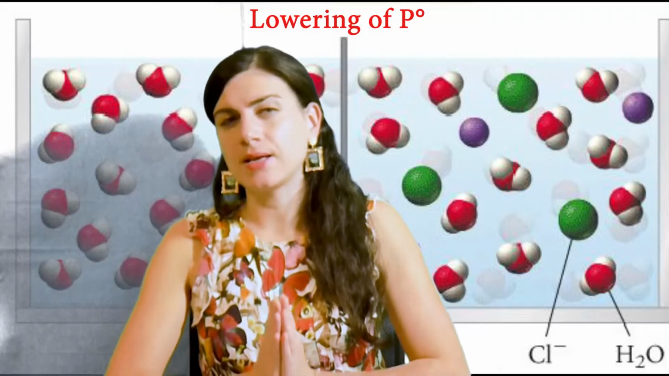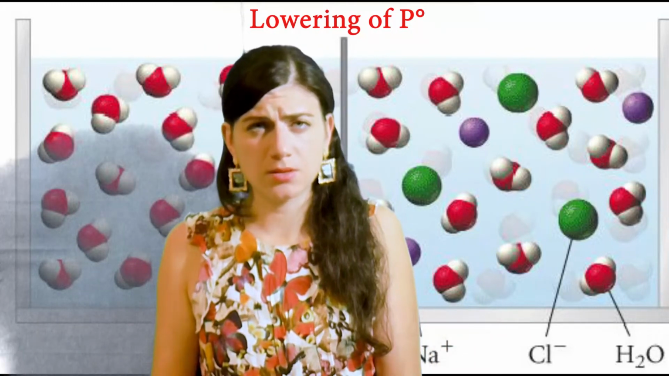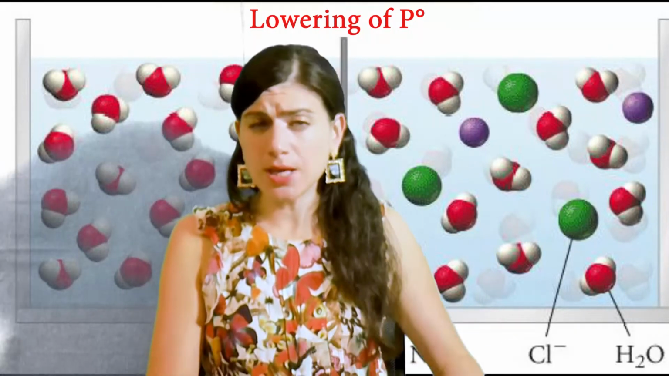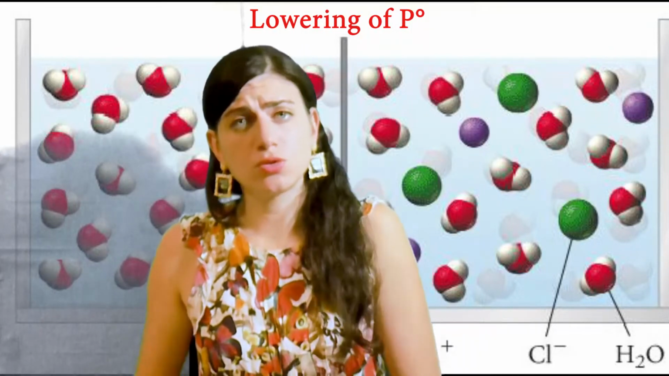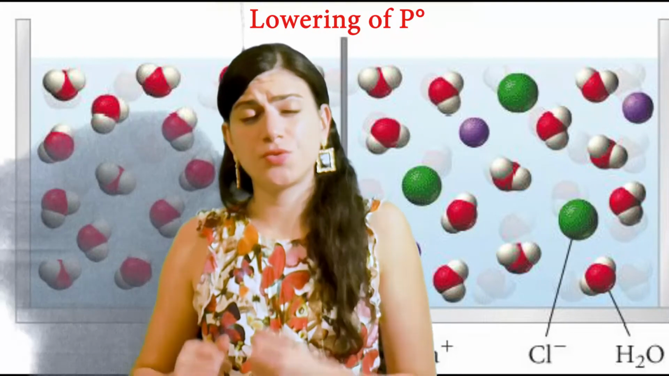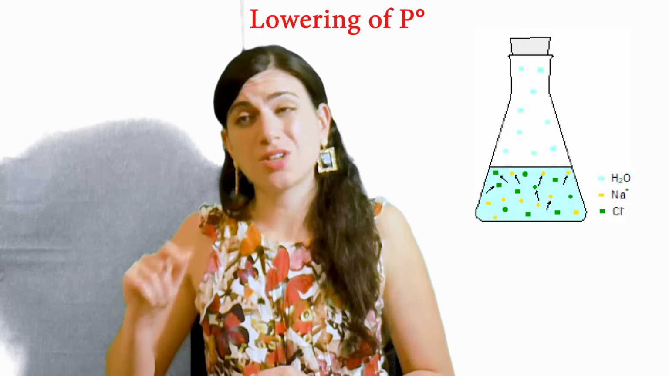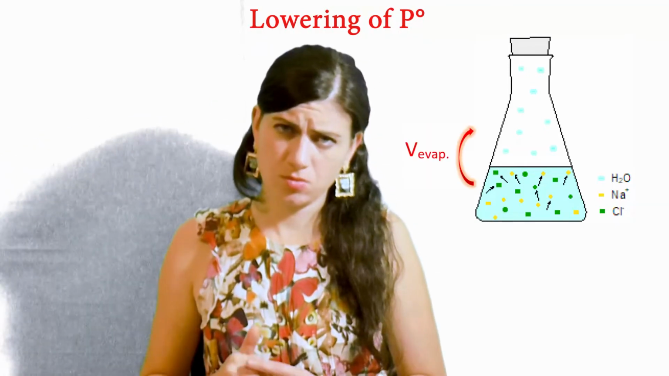But let's try to understand why the vapor pressure of a pure solvent is decreased when we add a solute inside. This happens because the solid particles will interfere with the solvent particles which are trying to evaporate.